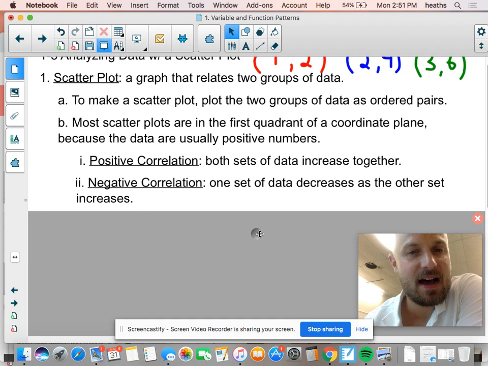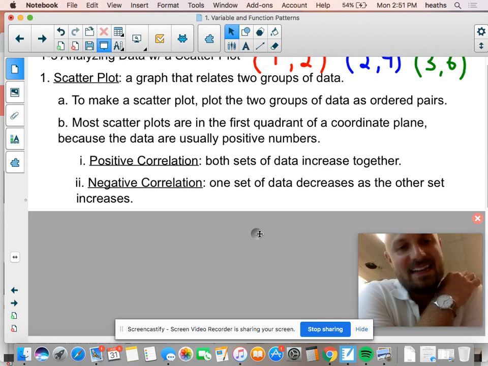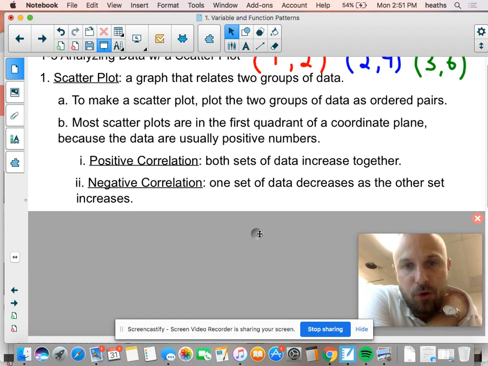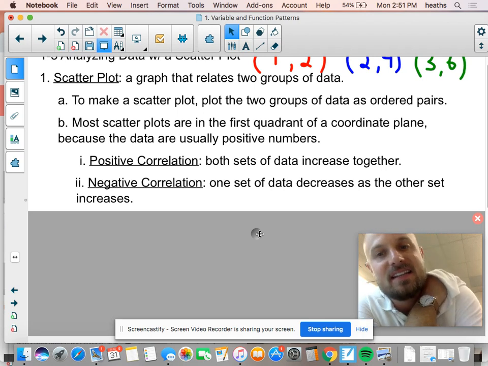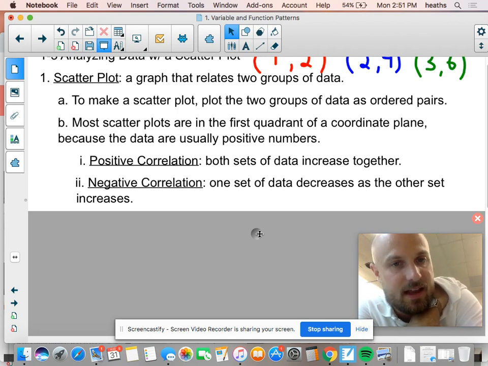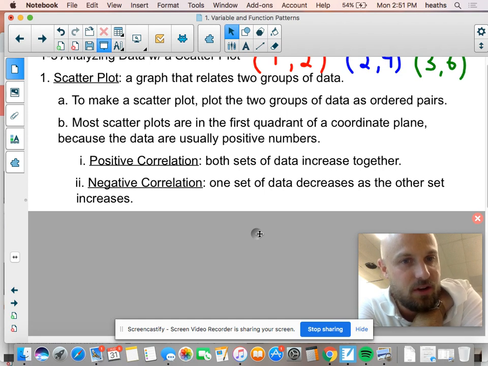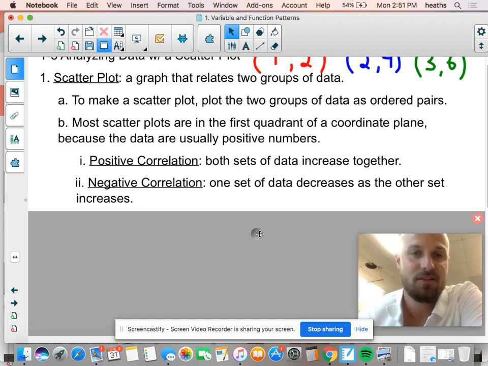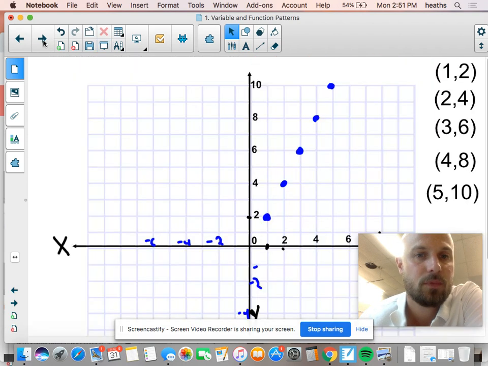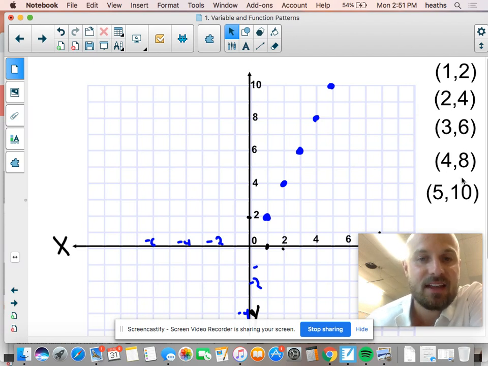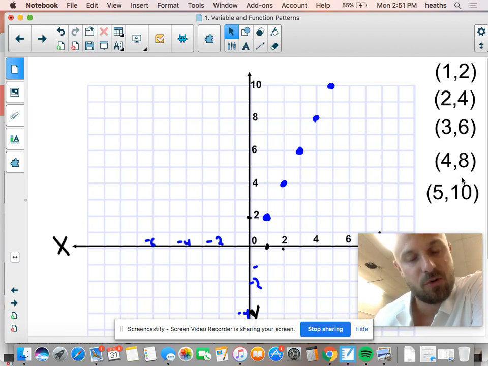Okay, now we have a positive correlation and a negative correlation. So both sets of data increase together. The example that I just did for you is a perfect example of a positive correlation. So let's look. As my x values go up, 1, 2, 3, 4, 5, so do my y values, 2, 4, 6, 8, 10. Everything, as we move along in those ordered pairs, the numbers are increasing.